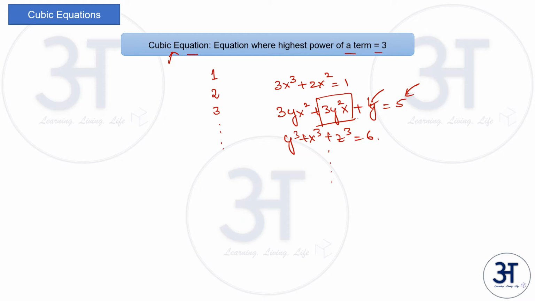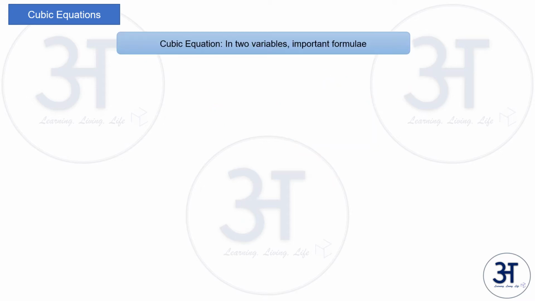Once you understand this basic, let's go to some of the important formulae of the cubic equation in two variables. There are these 5 important formulae and it is better if you remember them. You can also quickly derive them if you forget, but it is always advised you remember these.